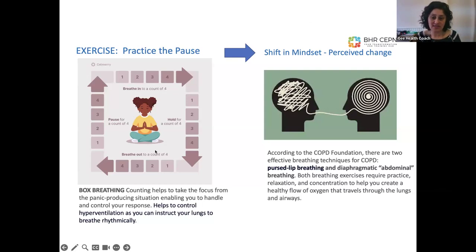I've just shared here, according to the COPD Foundation, there are several effective breathing techniques. There's the pursed lip breathing and the diaphragmatic abdominal breathing.